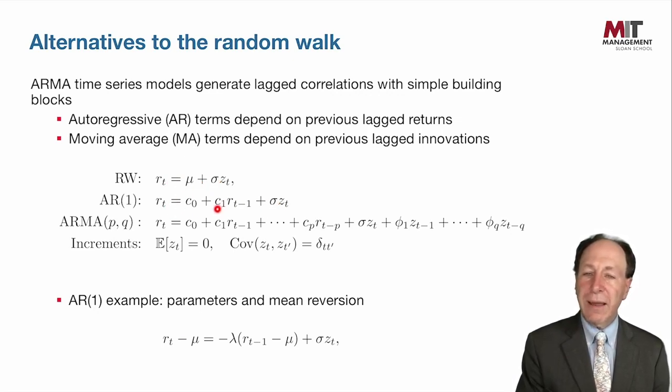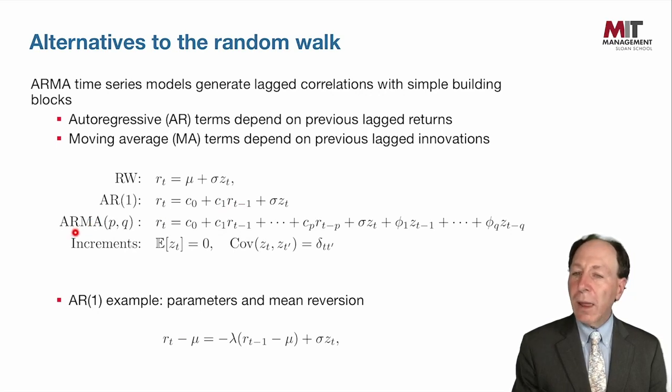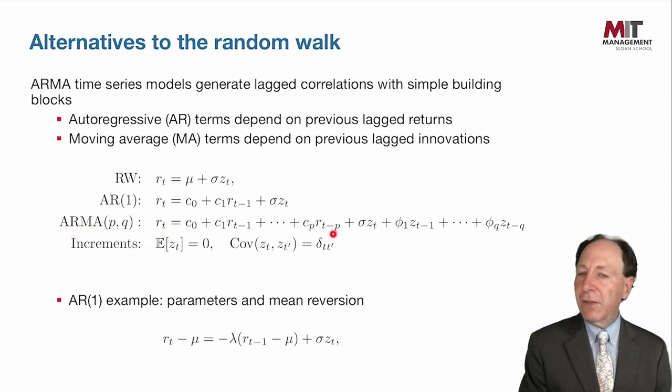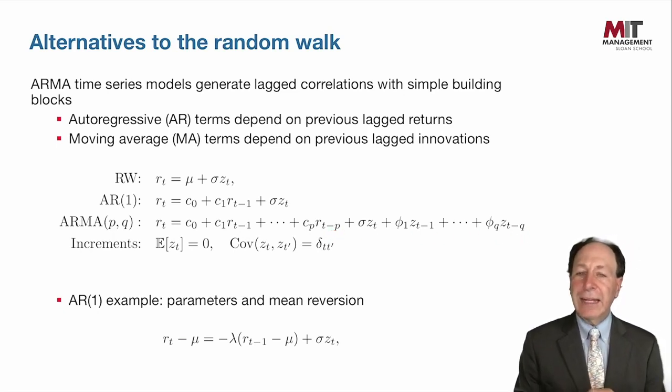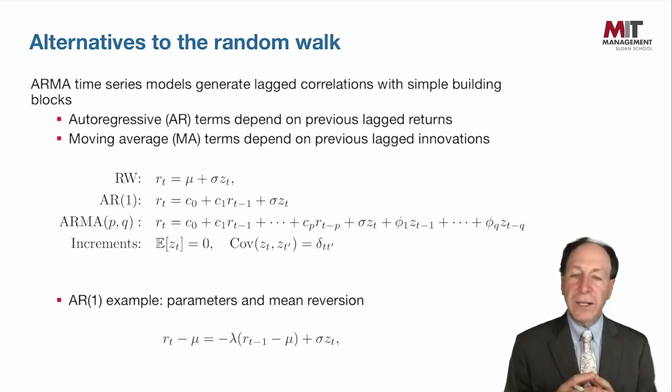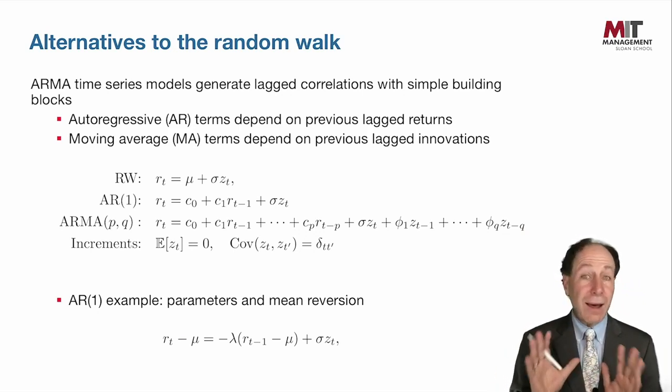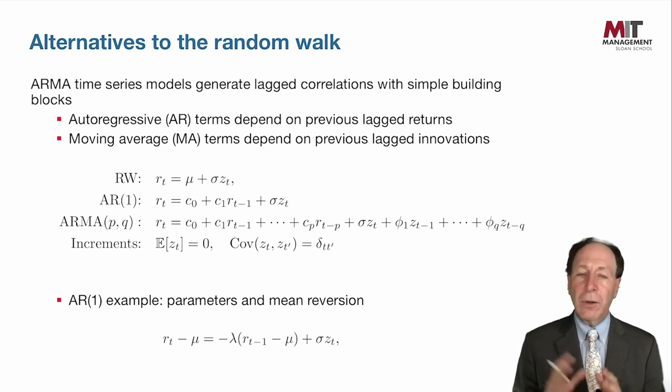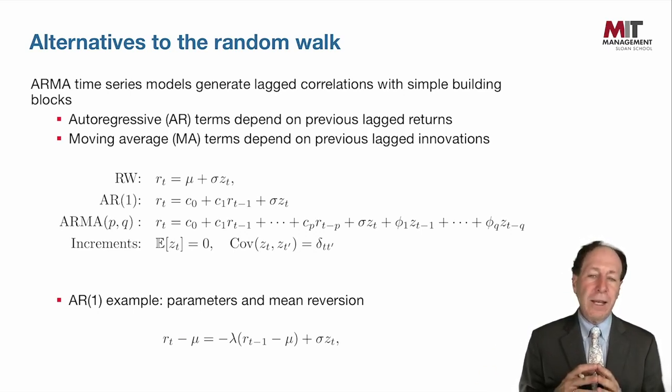So some models that we've seen: the random walk model with no extra terms, AR1 with a constant term, a z term, and then one lag. A generalized ARMA(p,q) model where we've got p lags of the r variable, q lags of the z variable, and in each case our increments, our z's, written here, are normalized IID random variables, which makes it easy for computing our expectations.